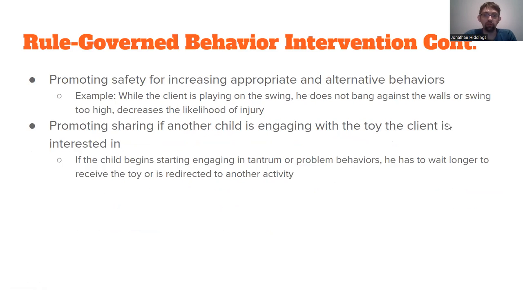More about the rule-governed intervention. We're going to be promoting safety and increasing appropriate and alternative behaviors, as I mentioned before. For example, while the client is playing on the swing, he does not bang against the wall or swing too high, to decrease the likelihood of injury. So not too much obnoxious play. Promoting sharing: if another child is engaging with a toy the client is interested in and the child starts to engage in tantrum or problem behavior, he has to wait longer to receive the toy or is redirected to another activity.